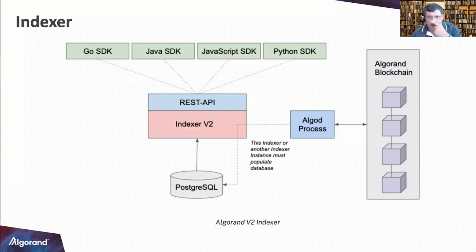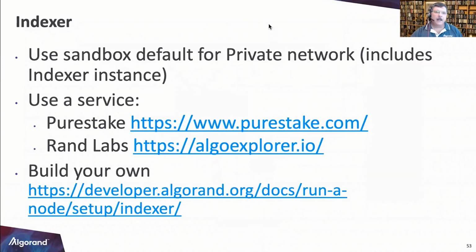Indexer is a process that will basically feed off of AlgoD and then write the information out to a PostgreSQL database, and then you can do reporting or do your queries against that PostgreSQL database. These are accessible from all the SDKs, including Python, JavaScript, Java, and Go. And then you can see you've got the ability to use the Sandbox as a default. We'll talk about the Sandbox in a minute, but basically that's a Docker instance that you would have on any of the platforms that you can utilize. That's the quickest way to get up and running.